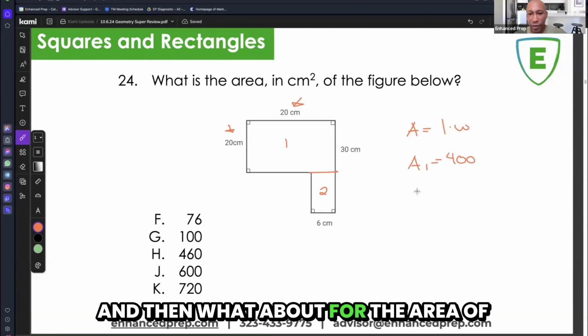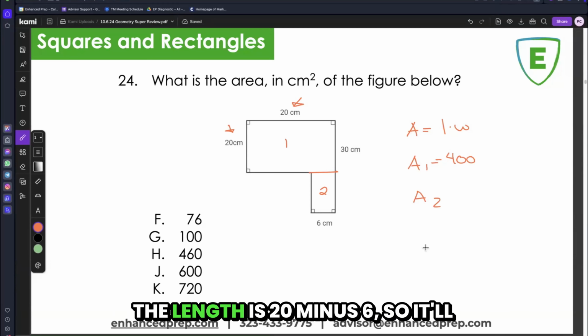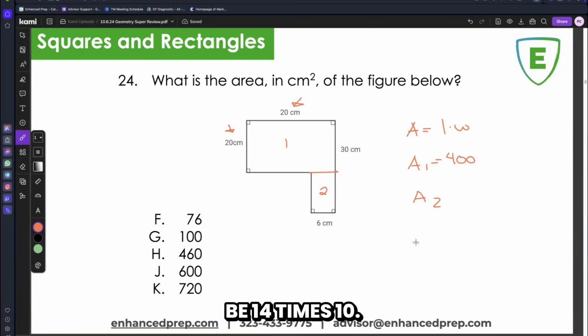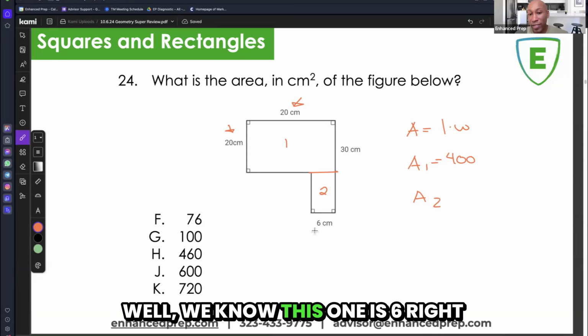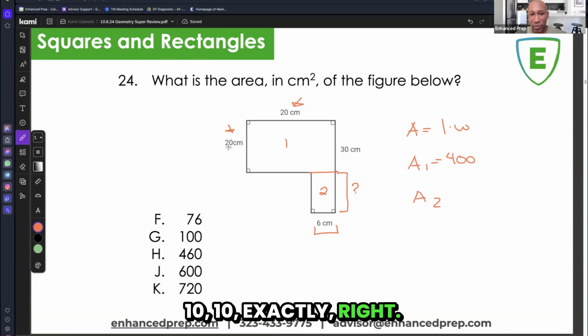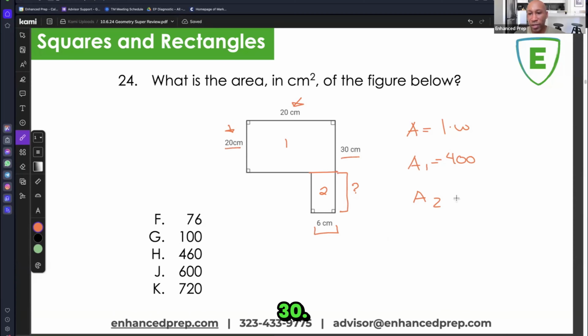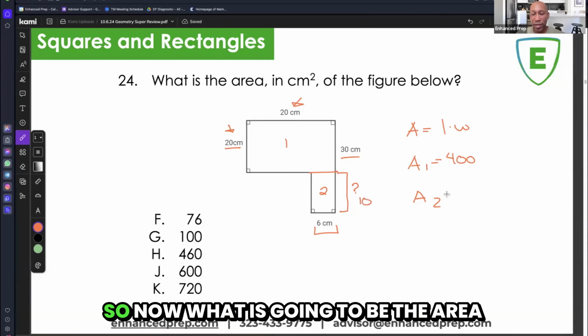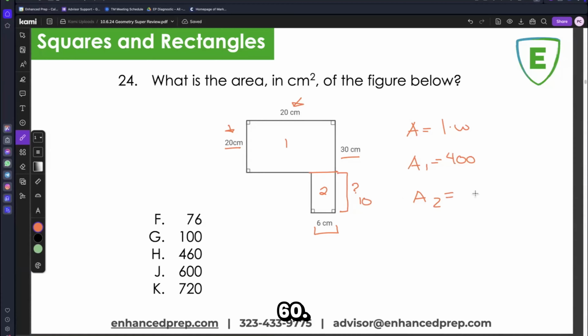And then what about for the area of 2? Well, the length is 20 minus 6, so it'll be 14 times 10. Well, we know this so... one is 6 right here, right? Oh, 6, yeah. What is the height? 10, exactly right, because we see that this is 20 and 30. So we get that this is going to be 10. So now what is going to be the area of 2? 60. There we go.